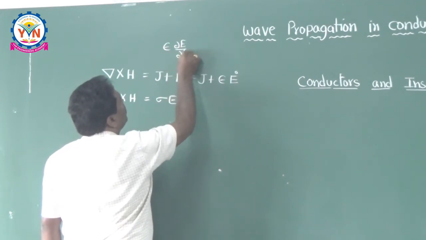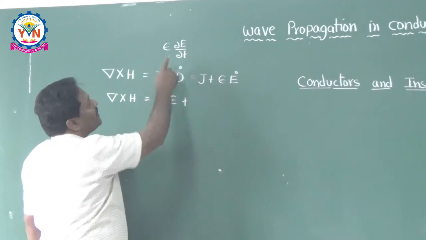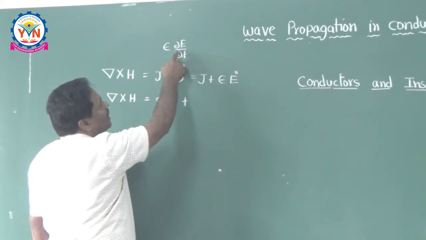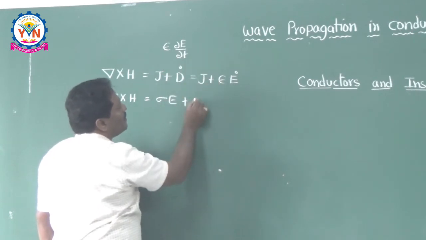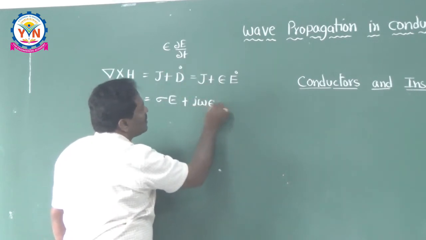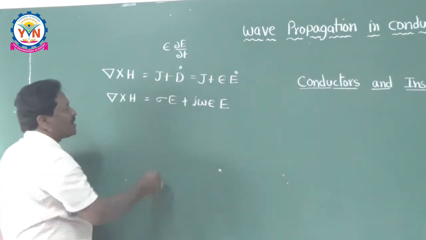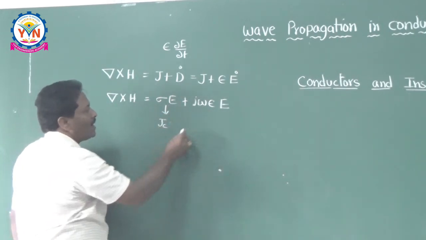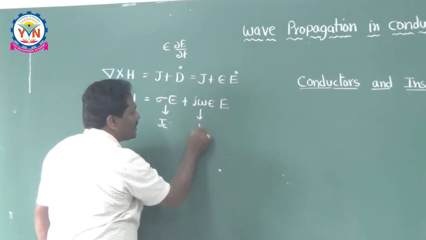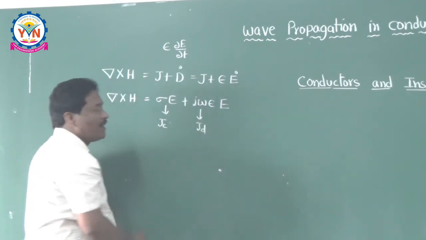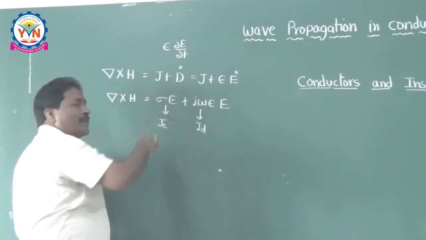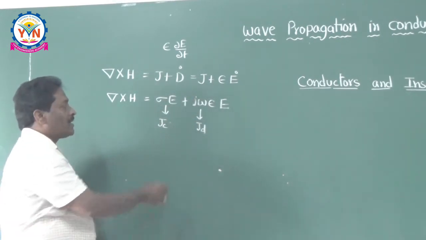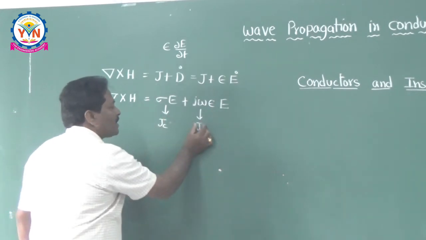Dou by dou T is nothing but j omega. That means wherever there is a partial derivative, it should be multiplied with j omega. Then what happens here? J omega epsilon times E. And the first term is called the conduction current density Jc. And the second term is nothing but the displacement current density Jd, which was actually introduced by Maxwell. Because there are two types of current densities, conduction current density and displacement current density.